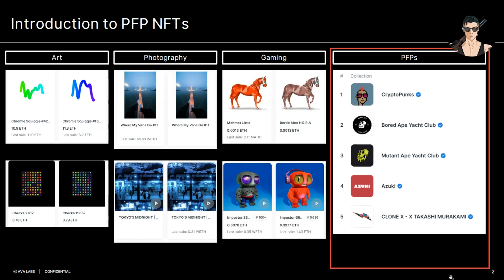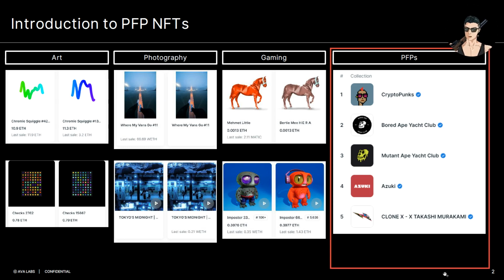So quick introduction to PFP NFTs. We have a few of the key NFT categories listed here. Just going left to right, you have the art category. This is mostly for art collectors, both traditional and digital alike. You have a lot of generative art. So some examples here are Chromie Squiggles, Checks, and Art Blocks, which is one of the biggest ones in the past. These are typically not used for much other than for collectors to sit in a gallery, things like that.